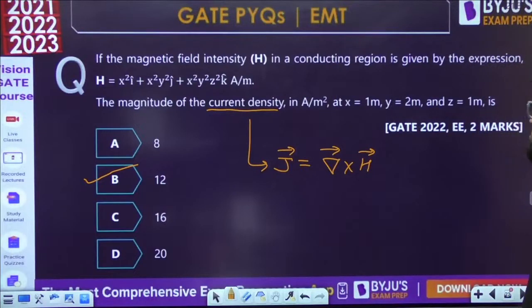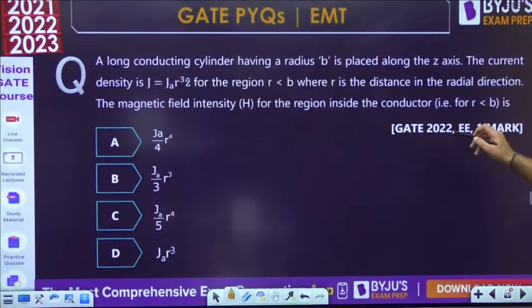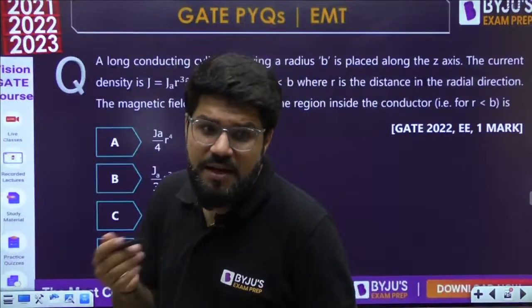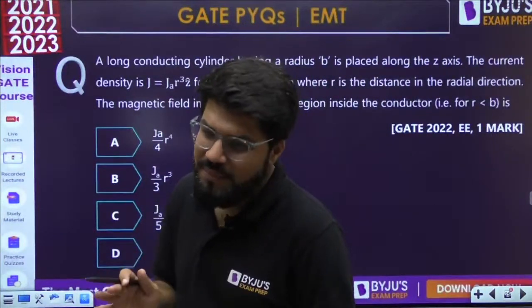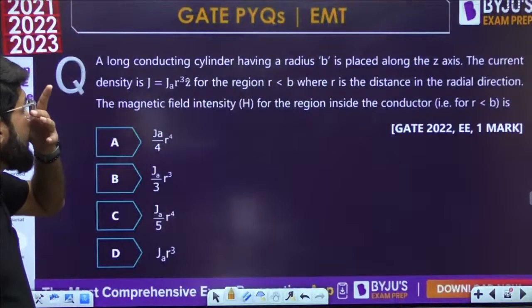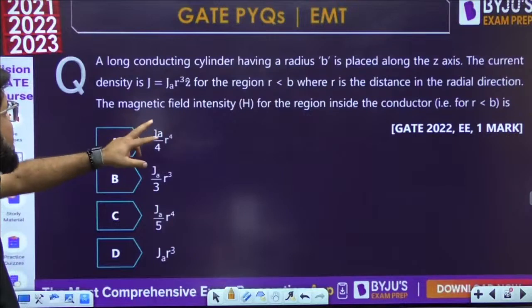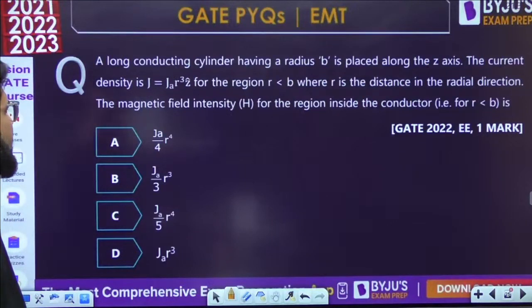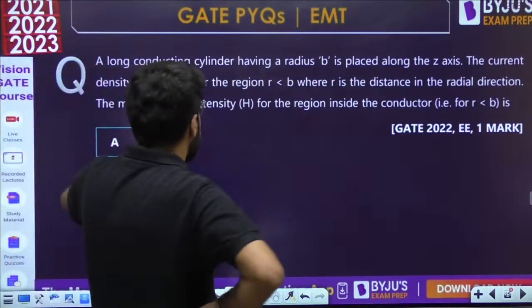Next question, 2022 EE, 1 mark. Same year, a similar question but a little bit better. This one is 1 mark; the previous one was 2 marks, direct and simple. A long conducting cylinder having a radius b is placed along the Z axis. The current density is J equal to a r cube, for the region r less than b, where r is the distance in the radial direction. What is the magnetic field intensity?